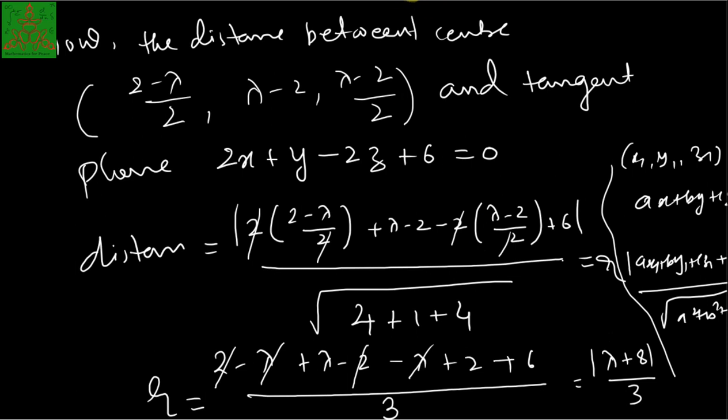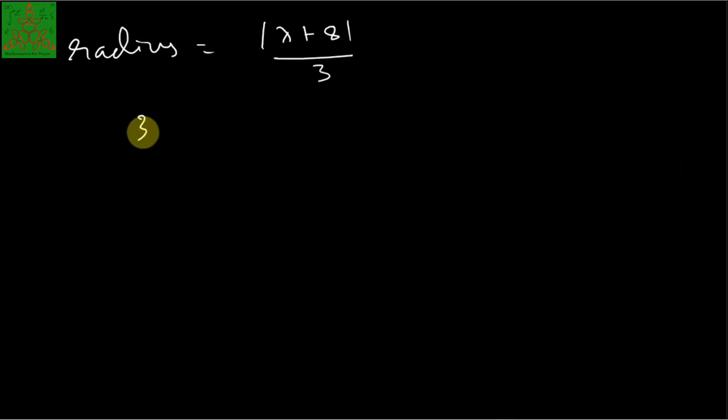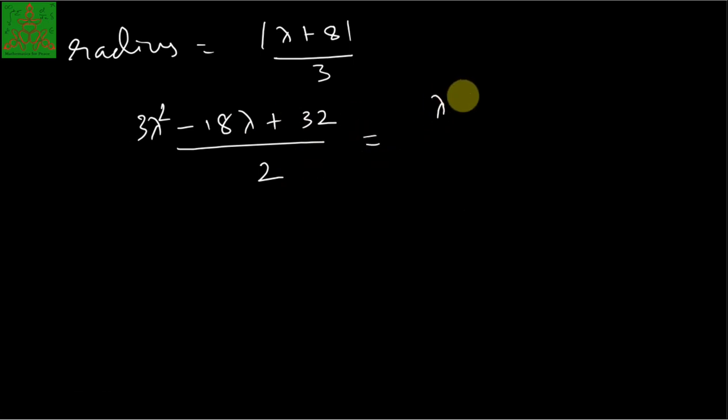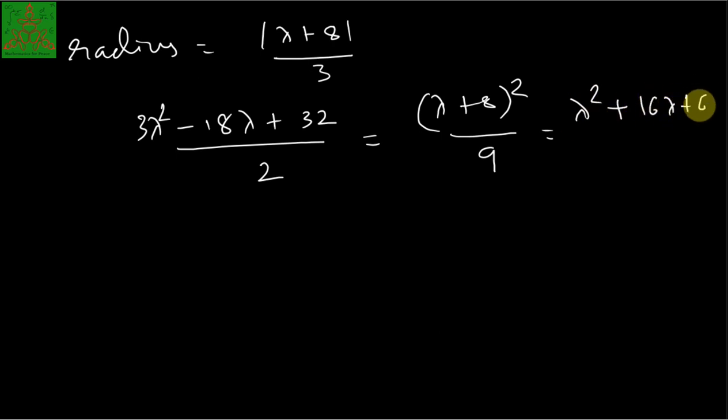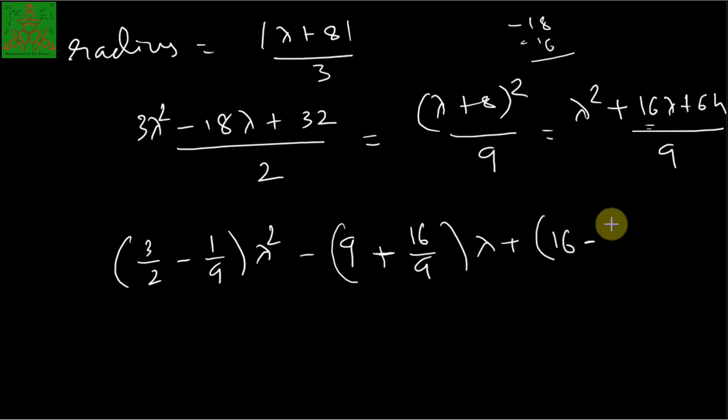And we have the radius equal to mod of lambda plus 8 upon 3. The value of the radius we have also calculated as this: square root of (3 lambda square minus 18 lambda plus 32) upon 2. If I do the square, it will be (lambda plus 8) square upon 9. So this is lambda square plus 16 lambda plus 64 upon 9. So this will give you 3 by 2 minus 1 by 9 lambda square, minus 9 minus 16 upon 9 lambda, plus 16 minus 64 upon 9, equal to 0.